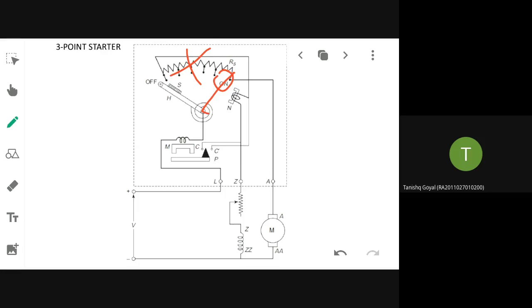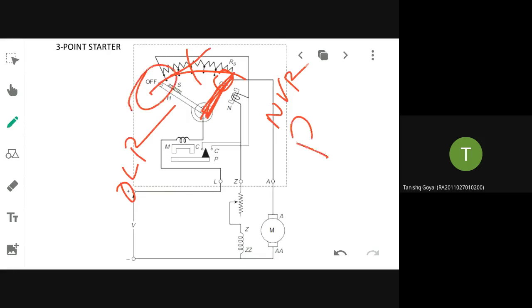But still you need to know what is the use of this NVR and what is the use of this OLR. Suppose we assume the power supply is turned off. Power cut. Then what do you need to do? What should be the status of the starter? Mains are off. So the starter should be pushed to the off position or it should still be in the on position? It should be in the off position. So the handle which is in the on position should be deflected back to the off position when there is a power cut, when there is no voltage.